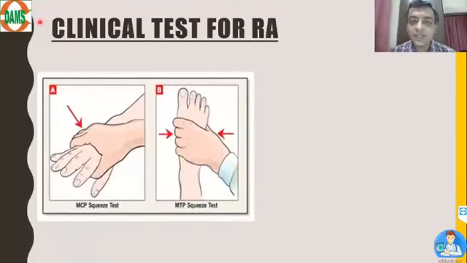It is the squeeze test. Look carefully, it is the squeeze test, which is the clinical test for RA. Look at the image carefully. We have the MCP squeeze test and the MTP squeeze test, metacarpophalangeal joint and metatarsophalangeal joint. What we do typically is shake hands with the patient and squeeze the MCP joints. MCP squeeze test is what we want to do.